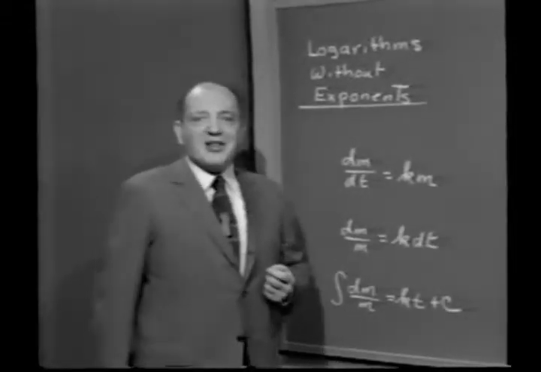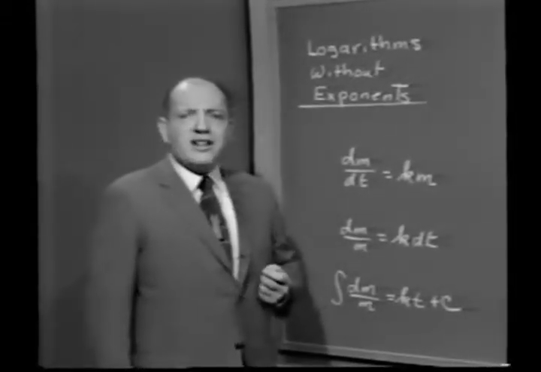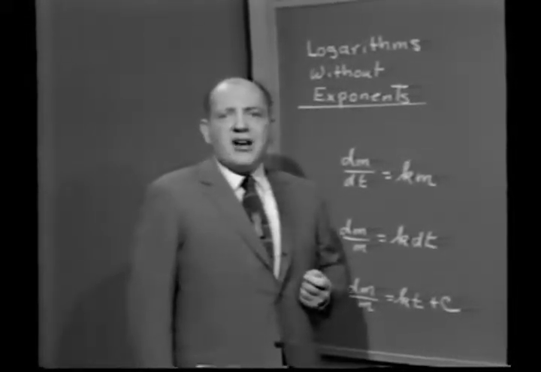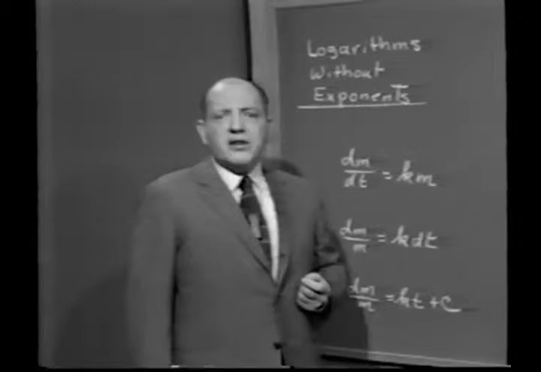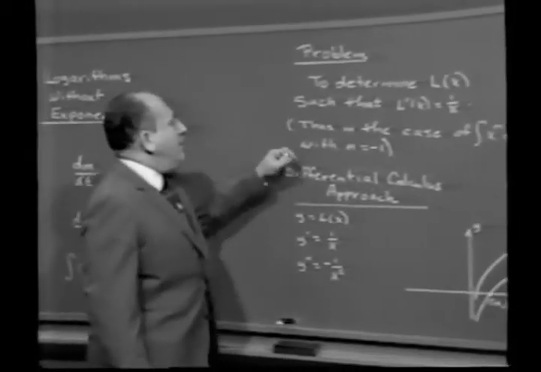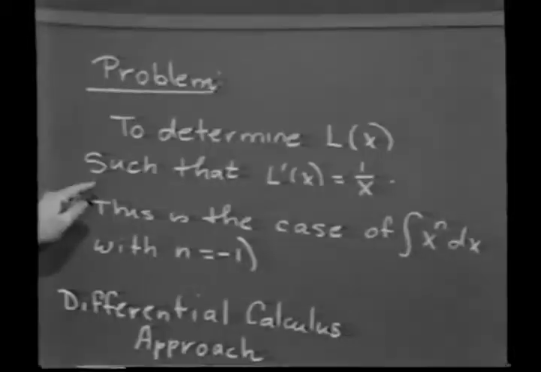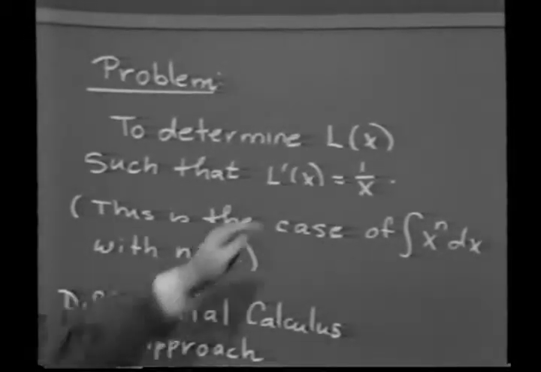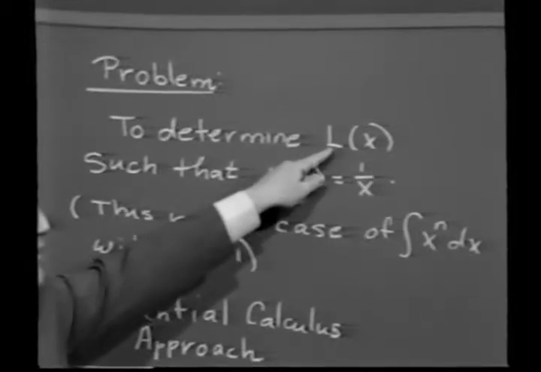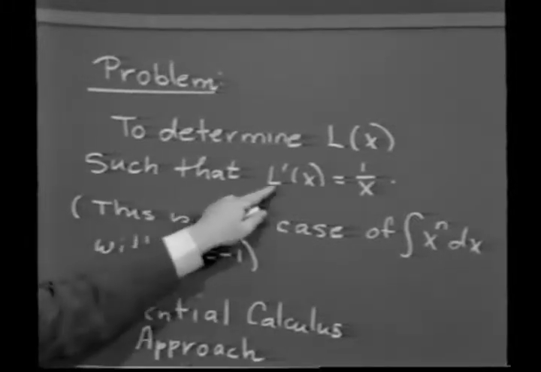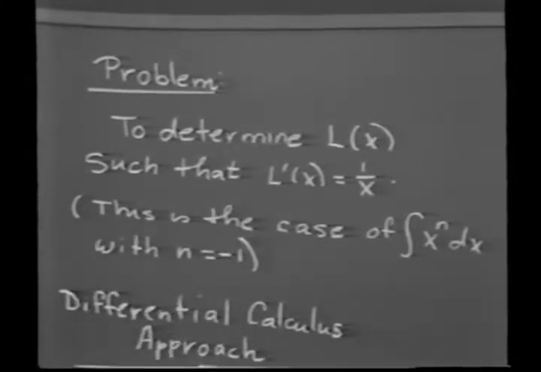And we will try to answer this question, showing how once we tackle this from a philosophic point of view, the rest of the details follow from material that we've already learned. At any rate, focusing our attention on the problem, the question is this: to determine a function which I'll call capital L of x, the L sort of to forewarn us of the fact that we will somehow get a logarithm out of this, such that L prime of x is 1 over x.